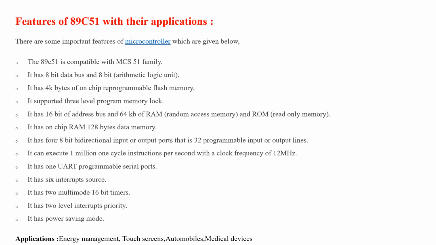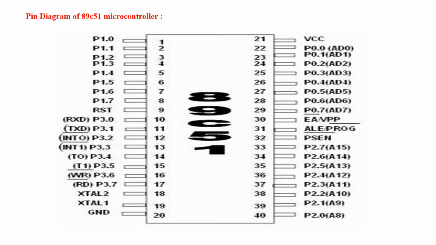It has 6 interrupt sources. It has 2 multimode 16-bit timers. It supports 2-level interrupt priority and it has power saving mode. 89C51 microcontrollers are used for energy management, for touchscreen applications, in automobiles and in medical devices. This diagram shows the pin diagram of 89C51 microcontroller. Generally it is a 40 pin package.